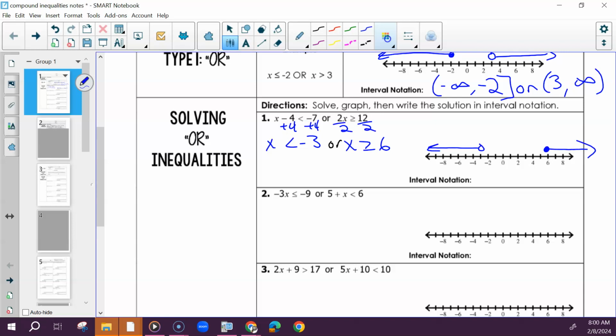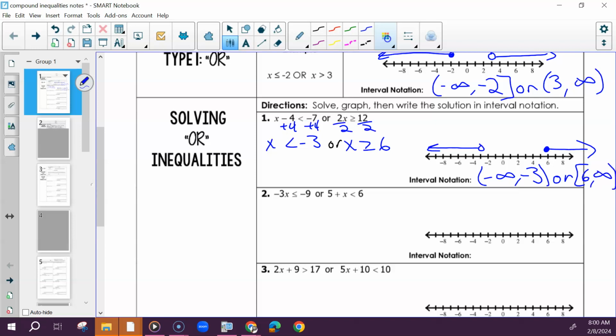How would we write that in interval notation? Negative infinity, parentheses, to negative 3, parentheses or bracket? Parentheses. Then the word or. The next part: 6. Bracket or parentheses? Bracket. And then it ends at infinity.